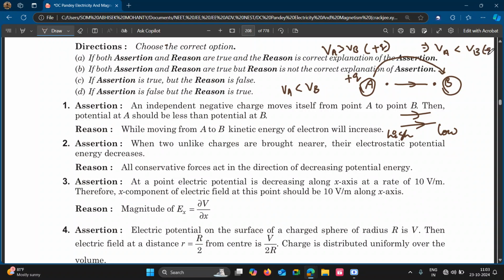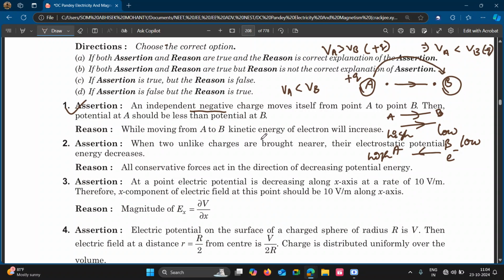Did you get it? I will give you another example. Current is moving from A to B, from higher to lower potential. Electron movement is in the opposite direction of current, so electrons will be moving from B to A. B is at lower potential and A is at higher potential. So negative charge is moving from a lower potential to a higher potential, which is correct. So the assertion is correct: potential at A should be less than potential at B for a negative charge.